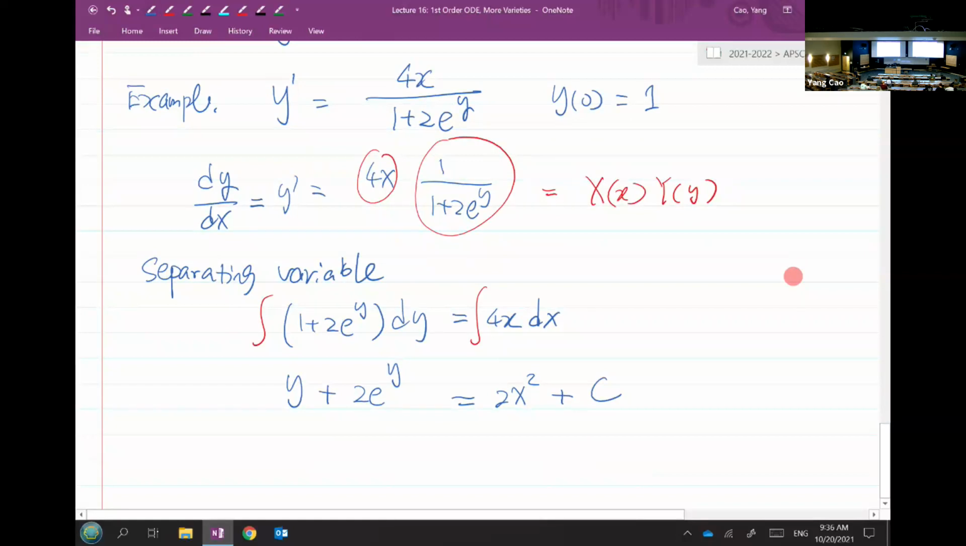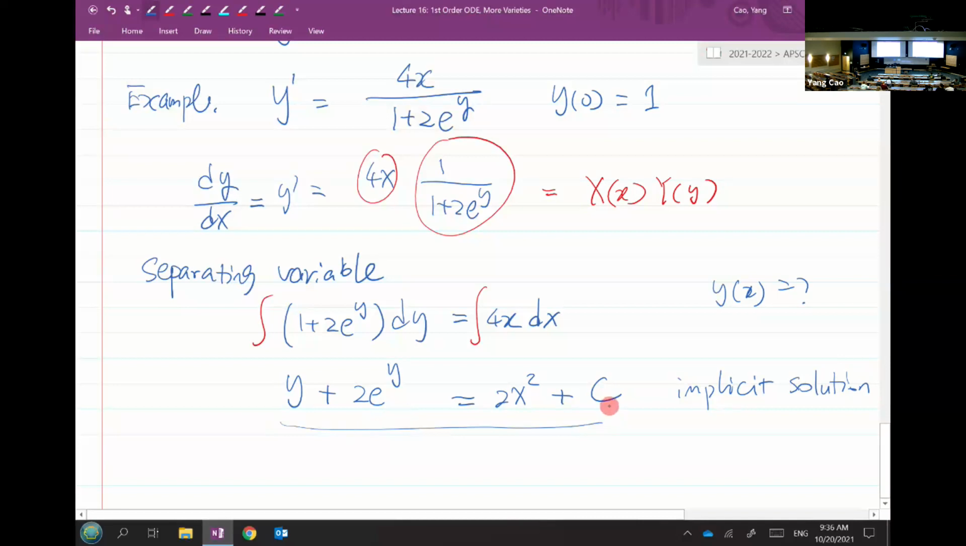At this stage, remember you're trying to solve for y. However, based on the results here, we actually cannot get an expression explicitly for y. So what you're getting here is a case we have mentioned before: you got an implicit solution. Because of the e to the power y term here, we cannot get an expression for y.